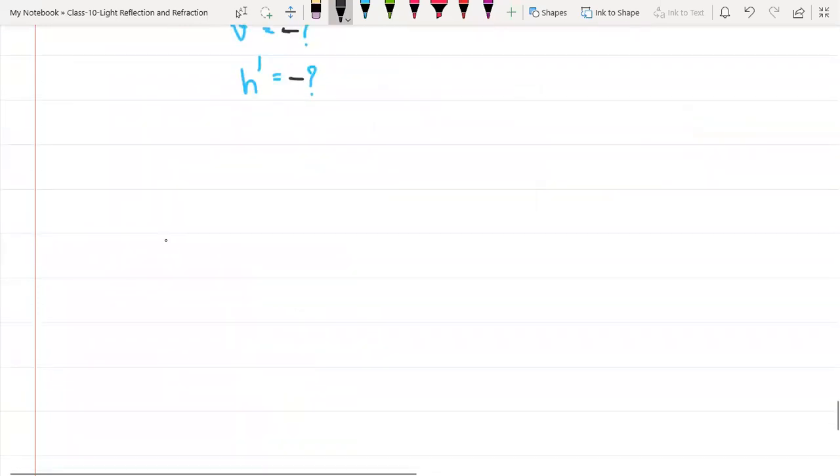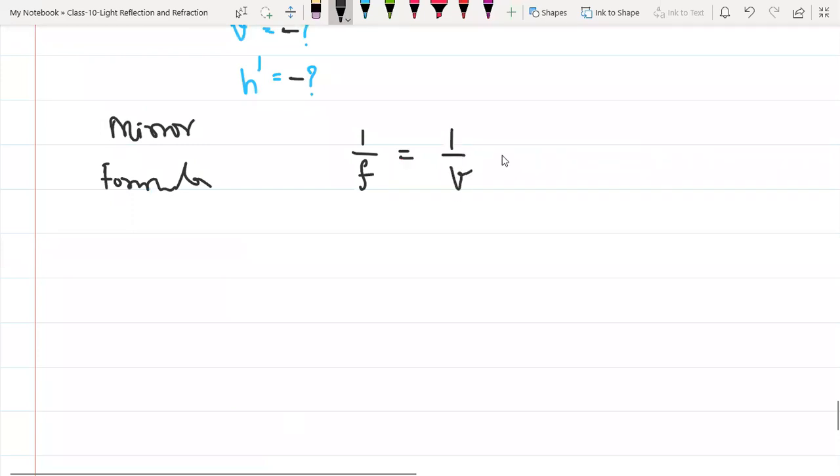Now you have to solve the numerical problem, you need a formula. That formula is known as the mirror formula. We have to understand the mirror formula, that is 1 by F is equal to 1 by V plus 1 by U. That is the formula. Okay. Now you have to remember this formula: 1 by F is equal to 1 by V plus 1 by U.